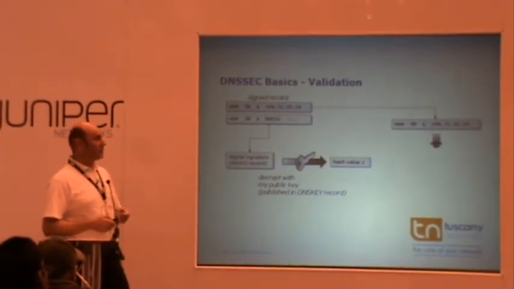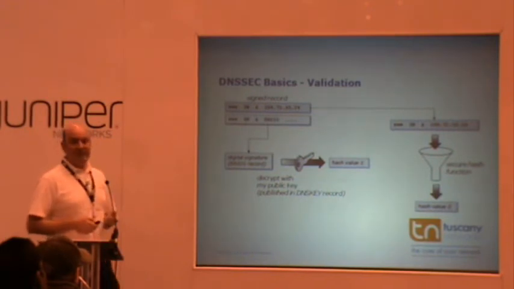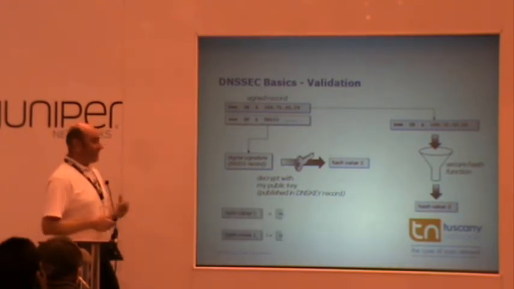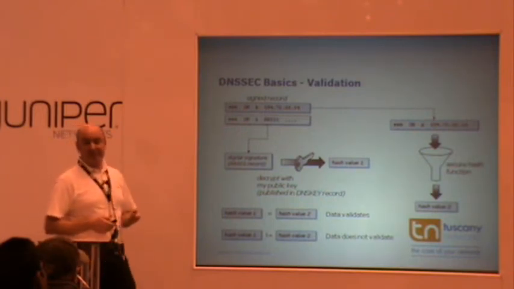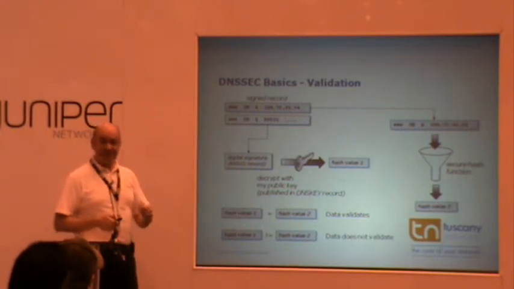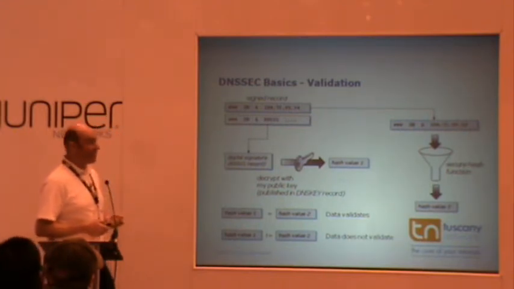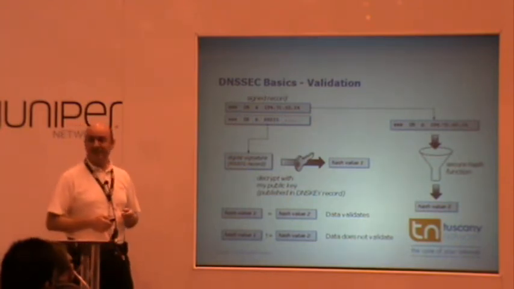Now we take the DNS record, run it through the same hash function, that results in another hash value. Those hash values should be the same. If they're the same, it means your data has been validated. If they're different, it means it's not been validated, and then you would choose to ignore it. So you can see there's quite a bit of work to do.